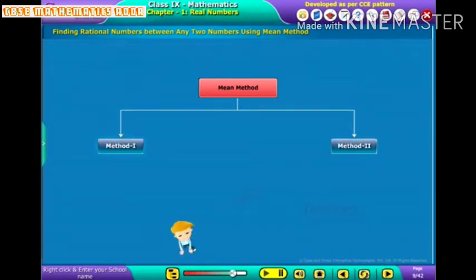Let us discuss how to find the rational numbers between any two numbers using the mean method. The mean method is categorized into 2 types, namely method 1 and method 2. Click each method tab to know more.